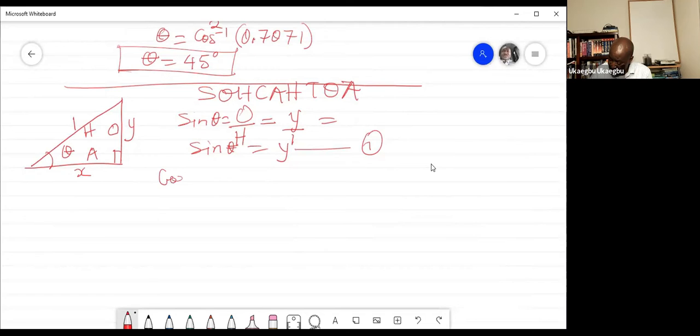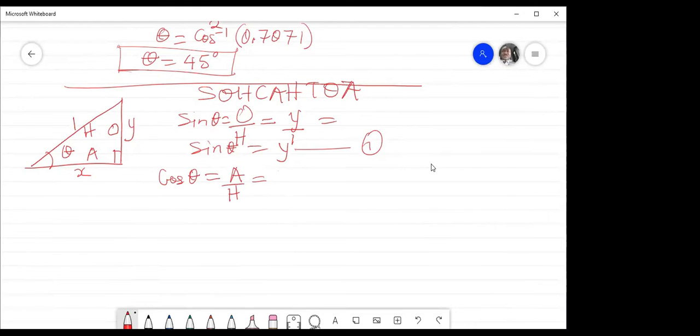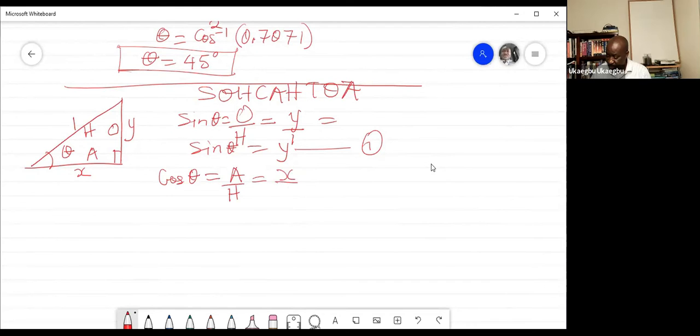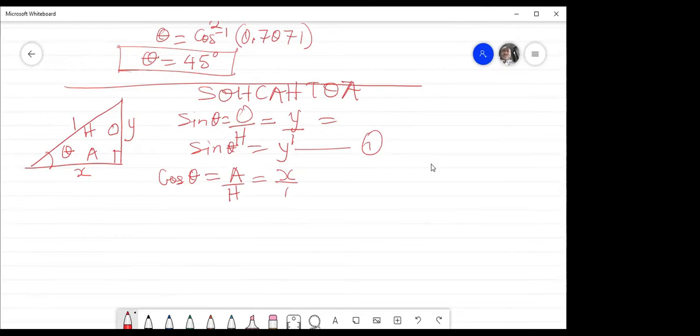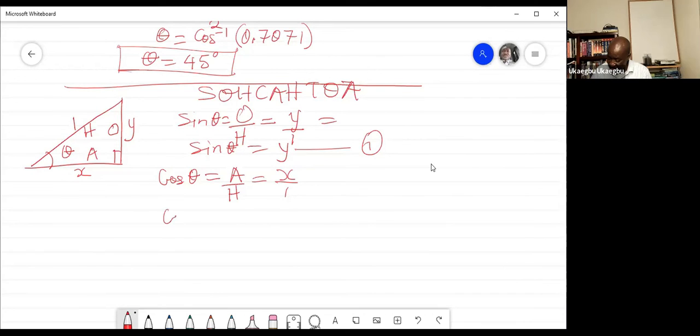So cos of theta would be adjacent over hypotenuse. So what is adjacent now? The adjacent is x. X over 1. So we write our cos theta is equal to x. Okay.